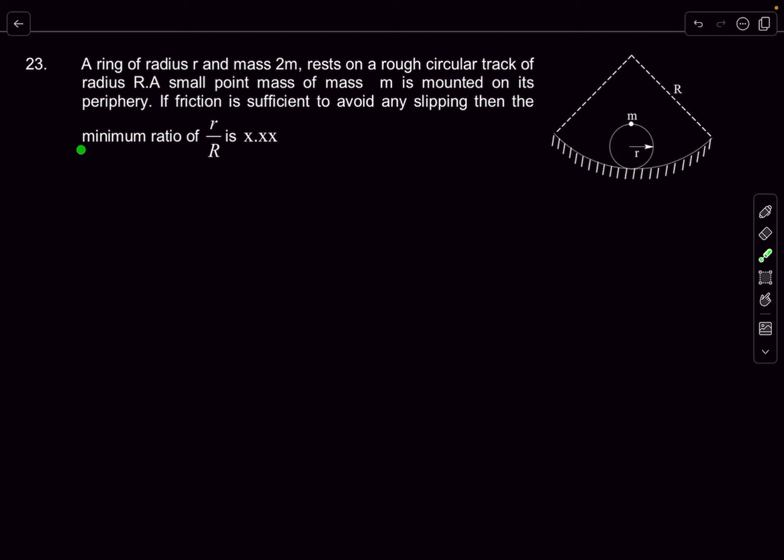So if that's the case, then they want you to tell the minimum value of small r by capital R. So that's basically what the question is. What is the minimum value of small r by capital R? So this position is a point of stable equilibrium. Try to draw a very good diagram and try to solve it. Okay, so getting on with the solution.